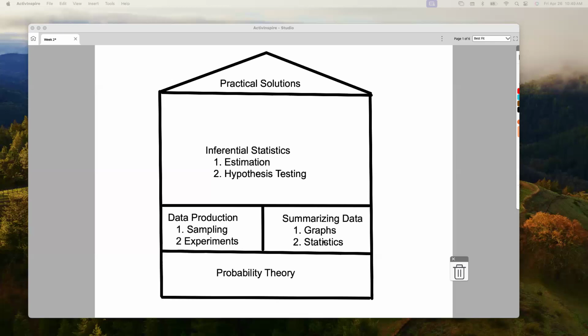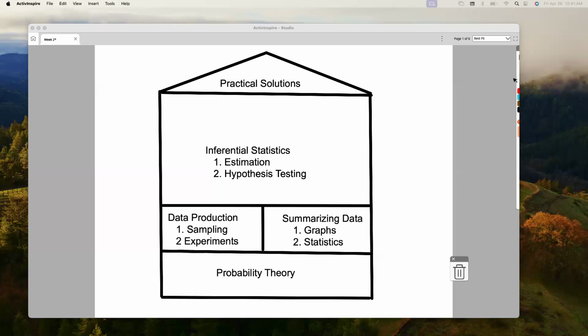From that, we take these data and summarize them, whether we're using graphs or statistics, and we'll take these statistics, something like a sample mean, and use it to estimate a population mean. So this is kind of the ground level where all this stuff comes together. And once we get this established in weeks 1 through 3, it's going to lead us into applying that and ultimately leading us to practical solutions. So that's kind of how all this stuff fits together.